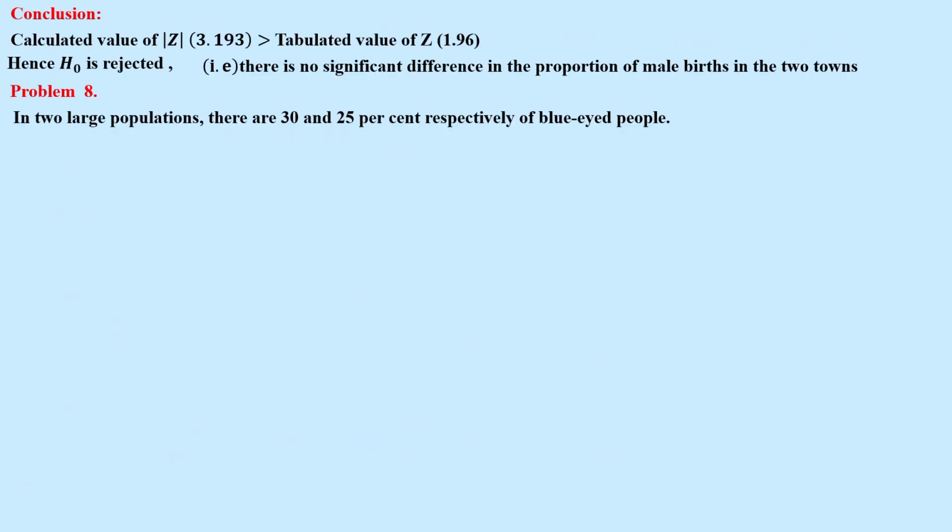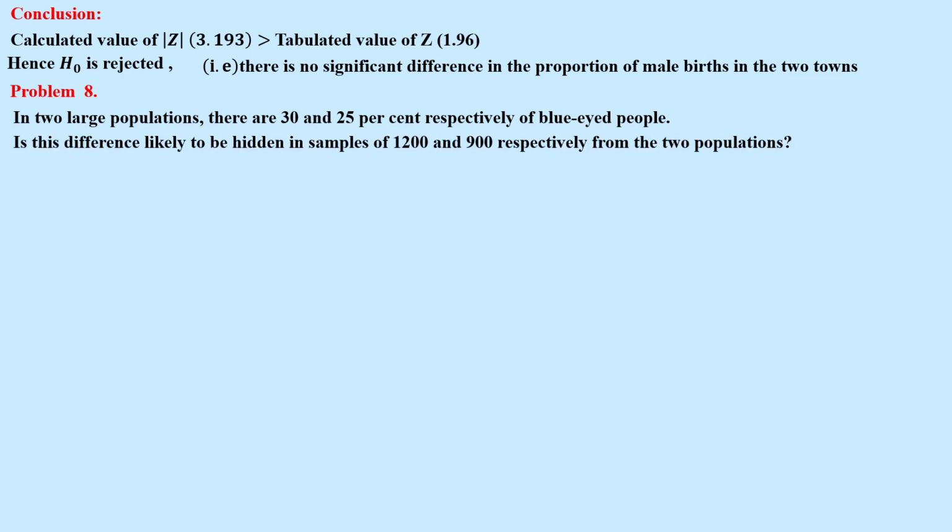In two large populations there are 30 and 25% respectively of blue-eyed people. Is this difference likely to be hidden in samples of 1200 and 900 respectively from the two populations?